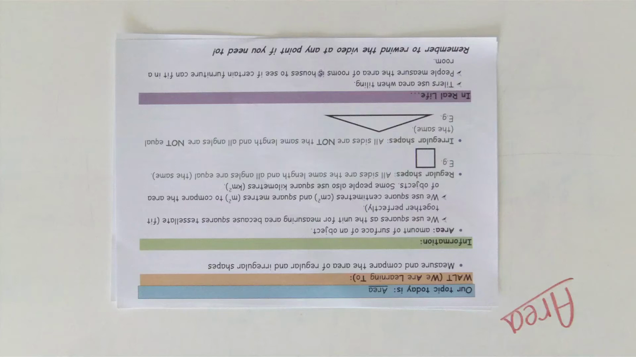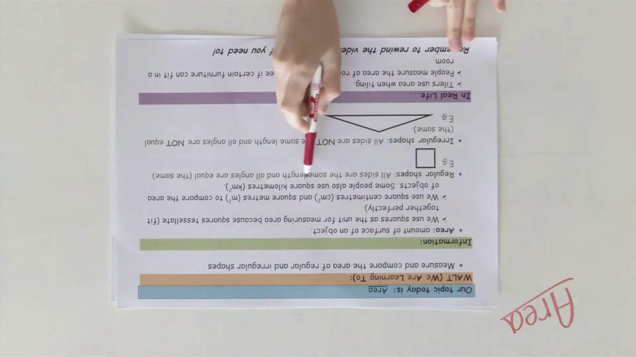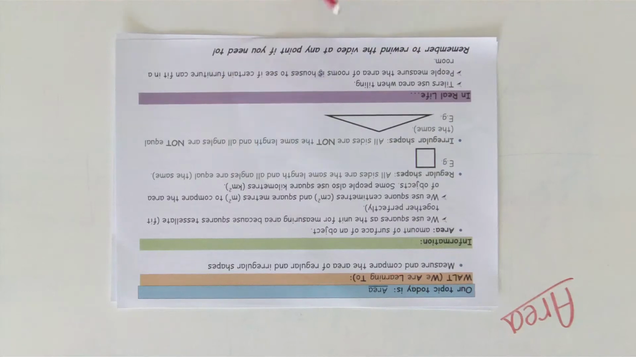Our topic today is area, and we are learning to measure and compare the area of regular and irregular shapes. So, some information. Area is the amount of surface of an object. We use squares as a unit for measuring area because squares tessellate, they fit together perfectly. We use square centimetres and square metres to compare the area of objects. Some people also use square kilometres when measuring and comparing the area of a space.